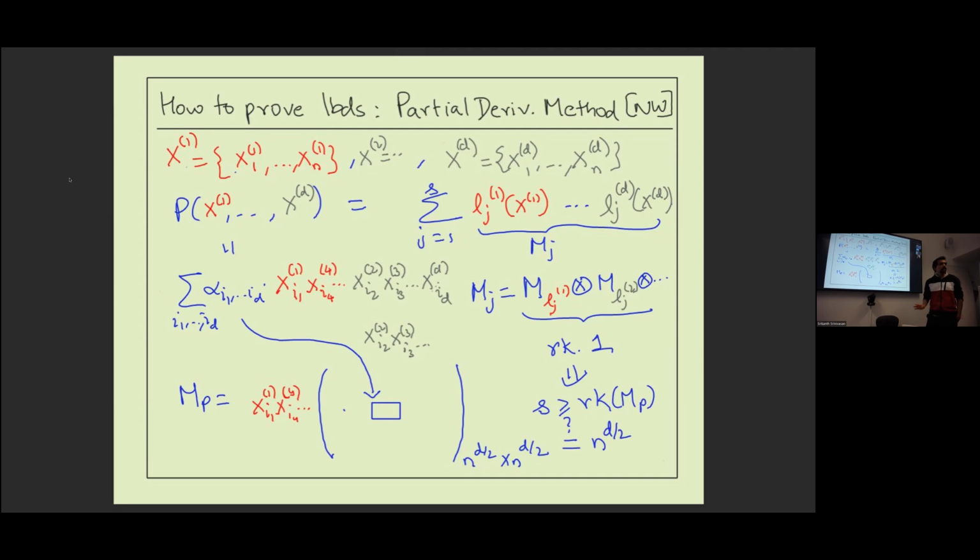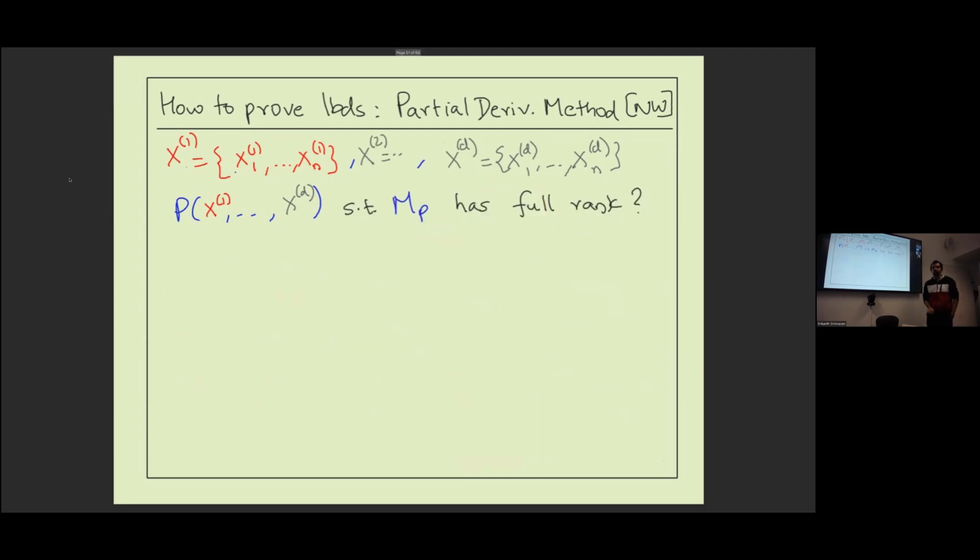Okay, does that make sense? All right. So the last missing piece of the puzzle here is to come up with a polynomial for which this matrix actually has this property. So what polynomial has this property?